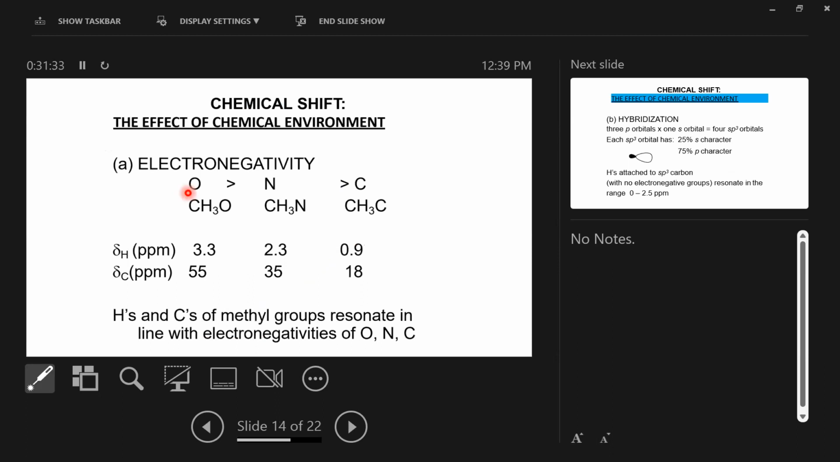We spoke about electronegativity, so let's look at an example now. This is a methoxy, this is methylamine, and this is a normal carbon-hydrogen bond. Let's call it part of ethane or something. Look at the chemical shift that's experienced. When it's attached to oxygen, the proton NMR is 3.3. For nitrogen, the proton NMR is 2.3. And for the carbon, it's 0.9. You see that? Look at the chemical shifts for the carbon: 55, 35, 18. You see, electronegativity makes a difference.